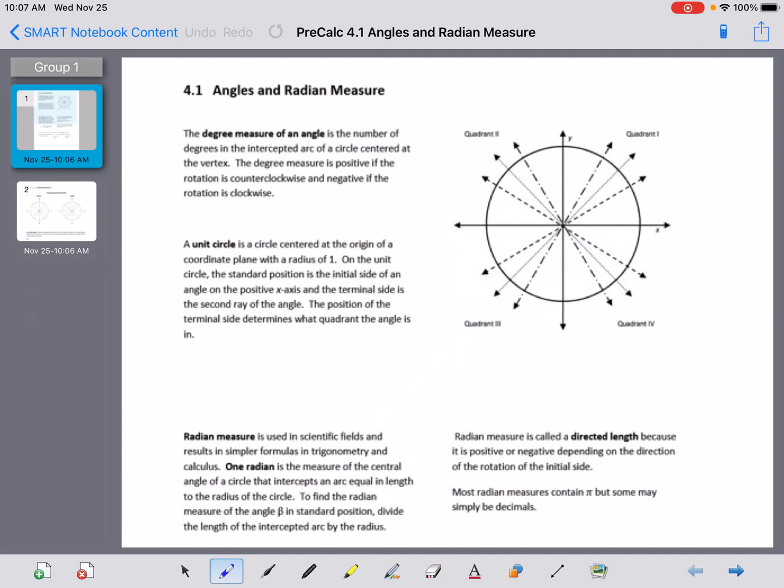Okay, PreCalc, it is time for Chapter 4. Taking a break from all that algebra, the stuff we did in the last 4 chapters. I guess it's 4 chapters, isn't it? And now we're going to start some trigonometry, okay?